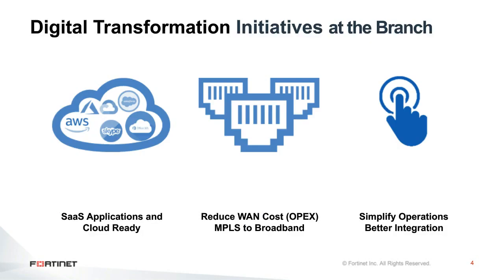So just a quick background. Digital transformation is an ongoing effort in many organizations. It's not just about the business, but also about how the organization's network keeps up with these transformation efforts. Some of these initiatives can involve the branch offices, like getting them to be SaaS, software as a service, applications, and cloud ready. The objectives are to reduce WAN costs and to simplify operations through better integration.